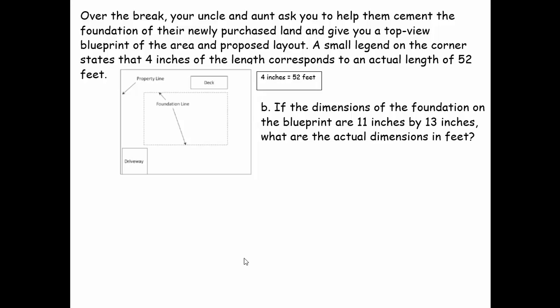Same exact question, except now it says if the dimensions of the foundation on the blueprint are 11 inches by 13 inches, what are the dimensions in actual feet? And again, when they're back to asking about actual feet, I know we don't want scale factor. We want to use just the scale they gave us. So we know 4 inches in the drawing is 52 feet. We do drawing over actual. And then I say to myself, okay, if my blueprint is 11 inches, what is the actual feet?